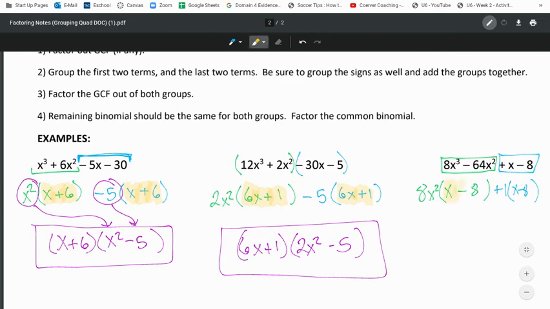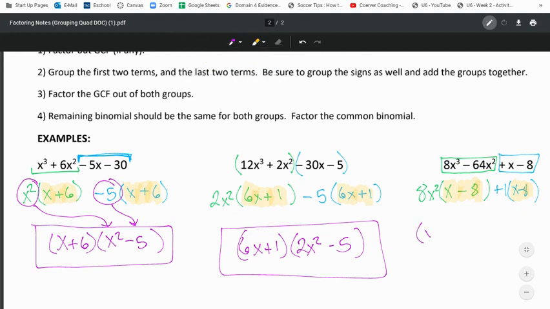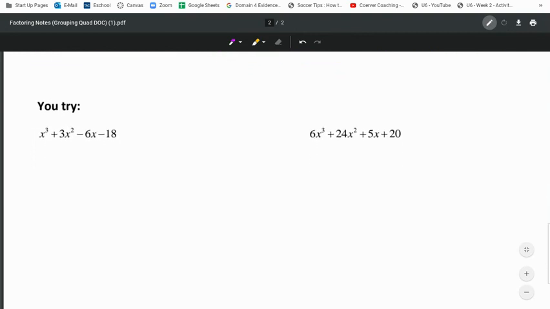And again, is this inside the parentheses the same as that? Yes, it is. So now I can write my final answer. x minus 8 times 8x squared plus 1 is my final answer. And that's how you factor by grouping. Okay, and so you're going to try those two on your own.